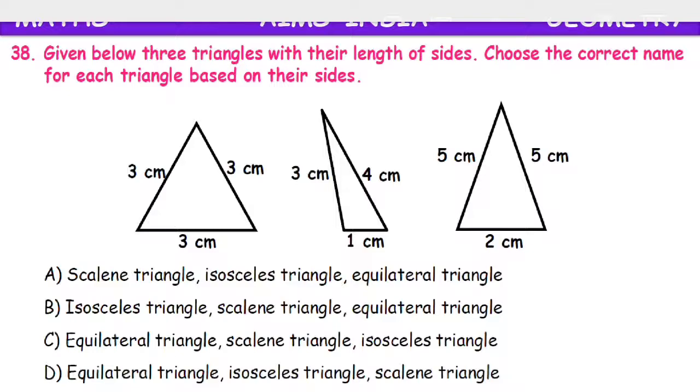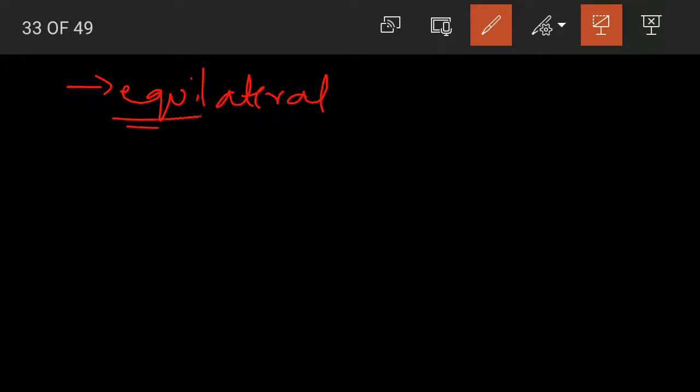we have different types of triangles. The first one is equilateral. Yes, just by the name we can say equi means equal. A triangle has three sides, right? So when all the three sides of a given triangle are equal, then we call it an equilateral triangle.